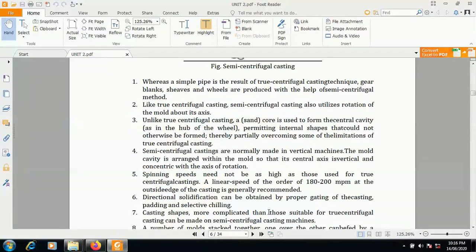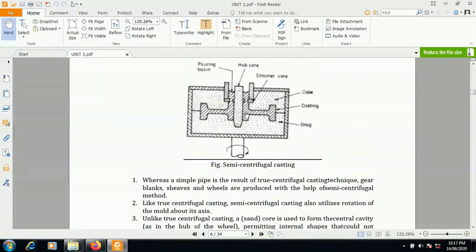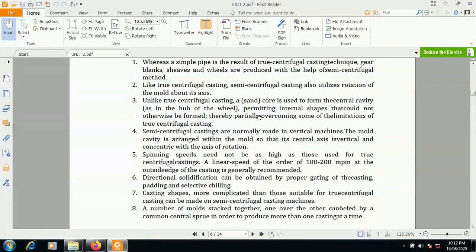Directional solidification can be obtained by proper gating of the casting, padding and selective chilling. Here you can go for a proper gating system, and also provide the chilling effect, thereby achieving directional solidification. The cast parts which are more complicated and cannot be manufactured by the true centrifugal casting process are easily made by using the centrifugal casting process.